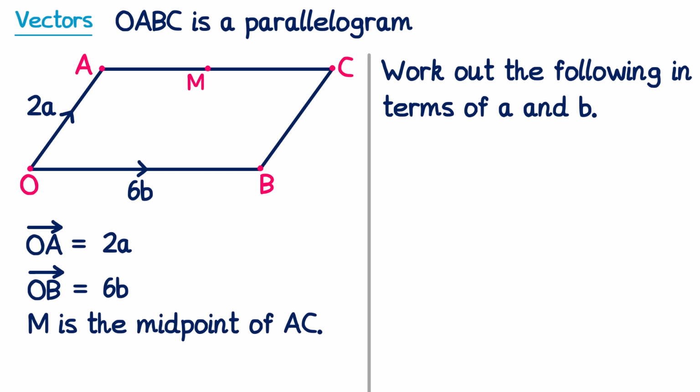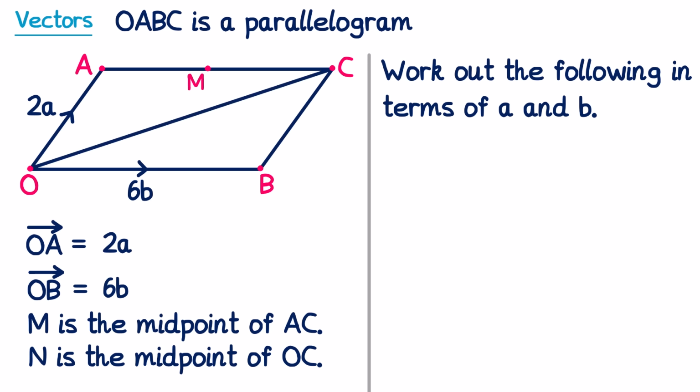Now let's add some more information to this question. The point N is the midpoint of OC. We don't actually have the line OC drawn on, so I'm going to add it to the diagram as well, and the point N must be halfway along this, so somewhere like here. Next we're going to try and work out a vector for ON. Since N is in the middle of the points O and C, the vector from O to N must be half of the vector from O to C. So ON is half of OC. The problem is we don't know the vector from O to C. We're going to need to work that out first.